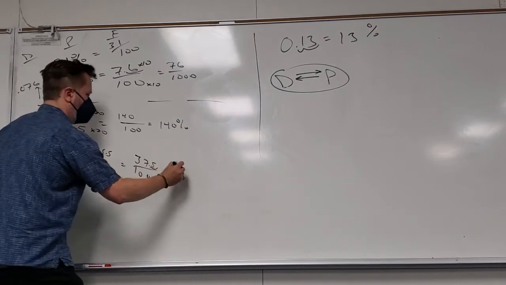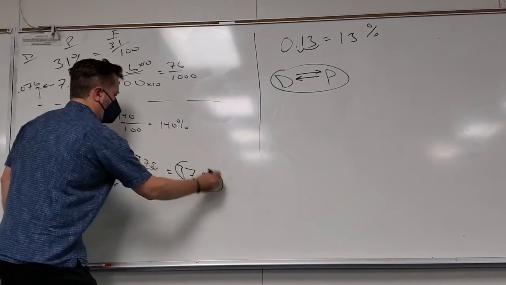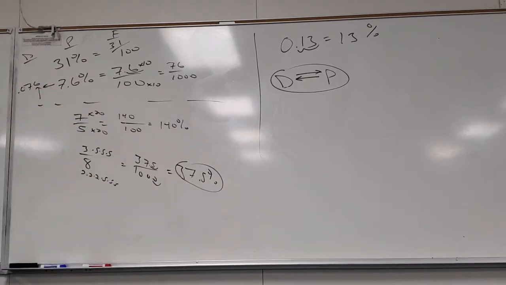That would be 37.5%. Just to remind you guys, long division is an option. You could just do 8 into 3, make it a decimal, it'll be 0.375, and then you make it into a percent, right? Is that cool? You can always do that. Here's another way to do it.